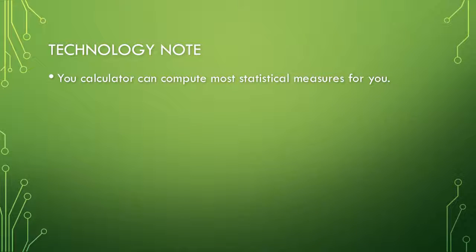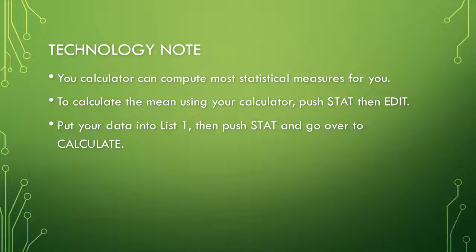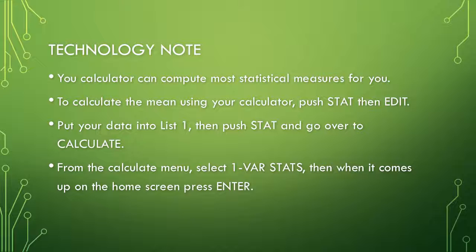Now your calculator can compute most statistical measures for you, which is very convenient. And we're going to be using that a lot in these four sections. To calculate the mean using your calculator, you're going to push Stat, then Edit, and you're going to put your data into list 1, and then you're going to push Stat and go to Calculate, and you're going to select the one variable stats. Then when it comes up on the home screen, it'll say 1-Var Stats, then you're going to press Enter.